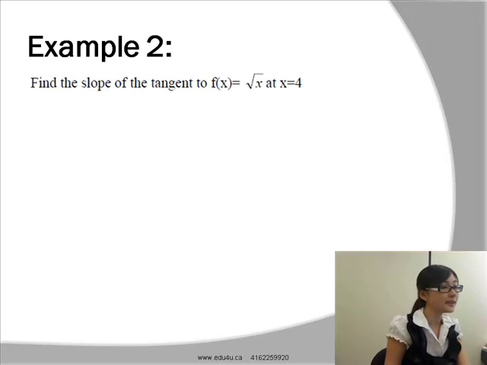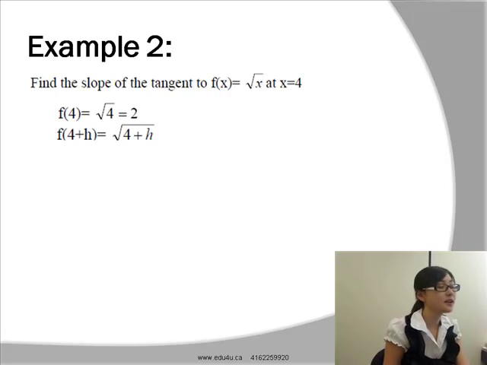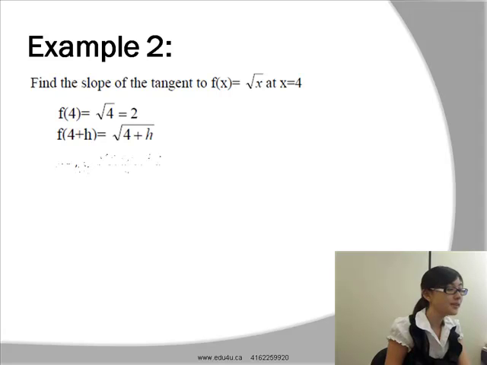Now let's take a look at example 2 from the learning resources. Find the slope of the tangent to f of x equals root of x at x equals 4. First of all, we know that when x is equal to 4, f of x equals 2. Let's now imagine our other point, like we did for Q, to be 4 plus h. When x is equal to 4 plus h, f of x is equal to root of 4 plus h.